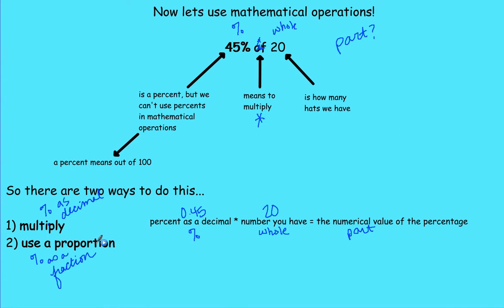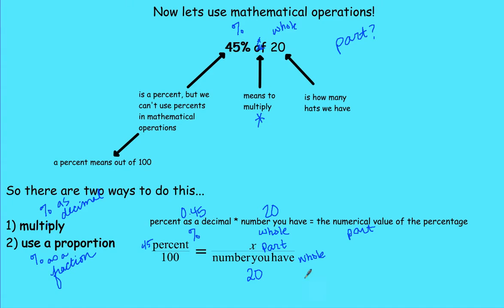The other way you can do it is you can set it up as a proportion. So the "of" doesn't really mean anything to us, but what we do know is that the percent is always out of 100. So this would be 45 over 100 is equal to x, which is equal to our part over our whole. So our whole in this case being 20.